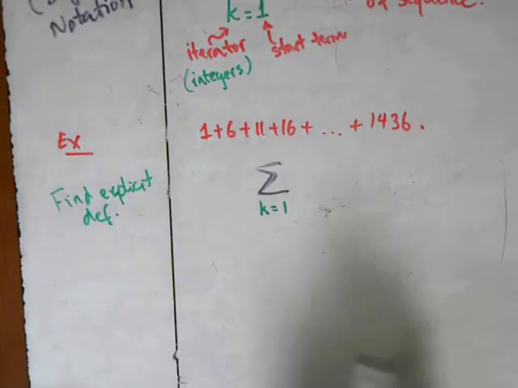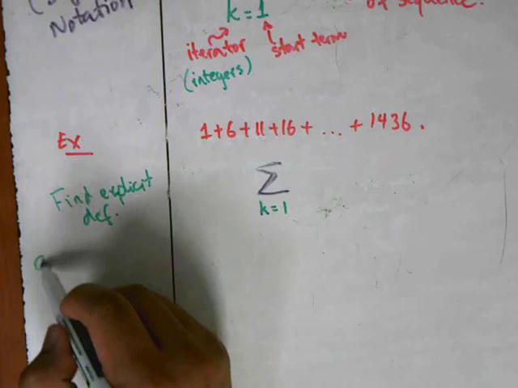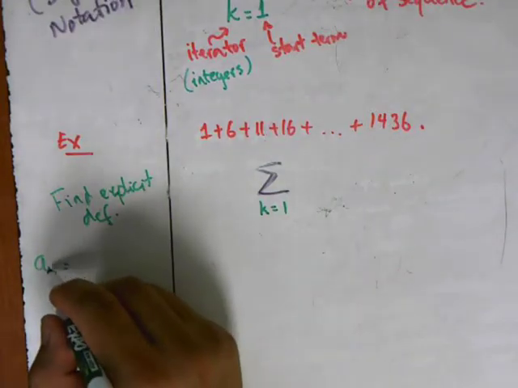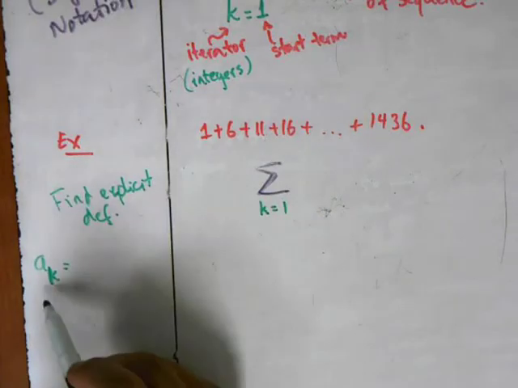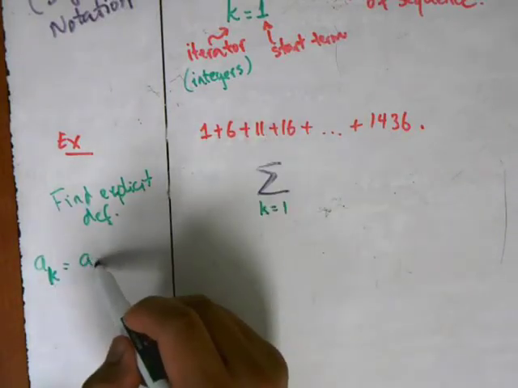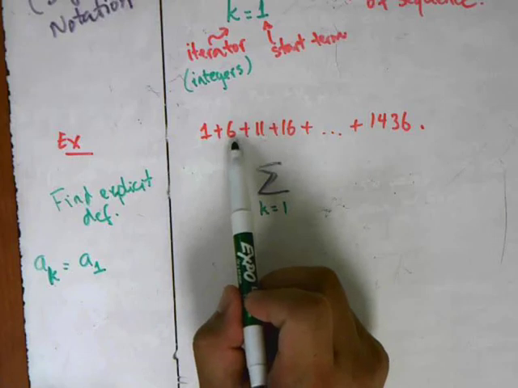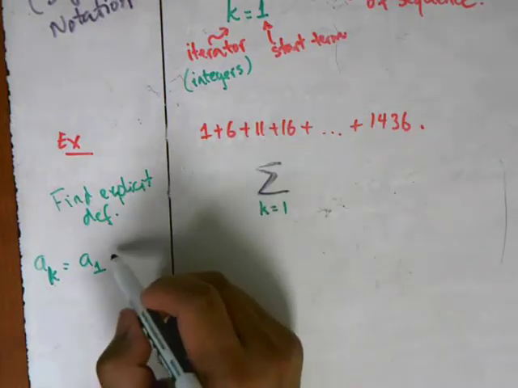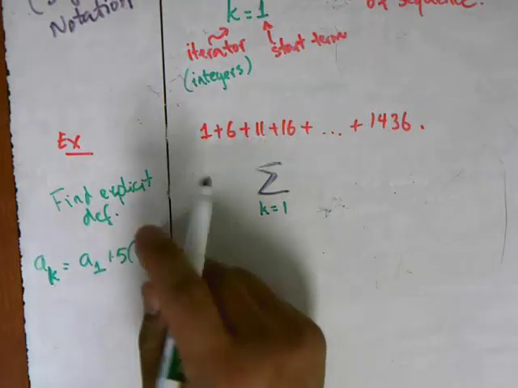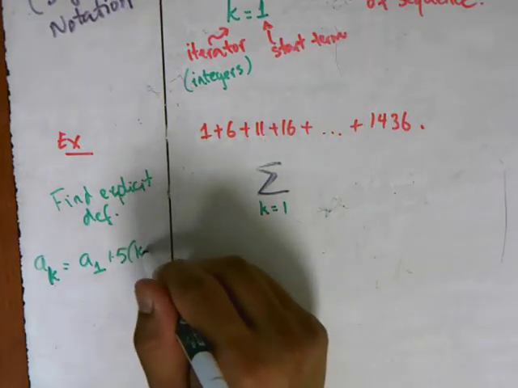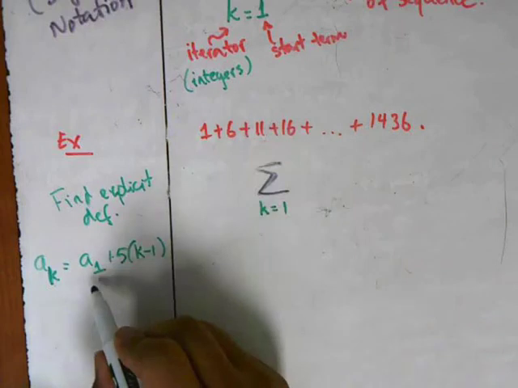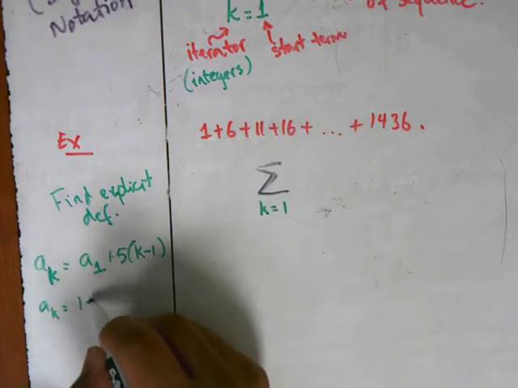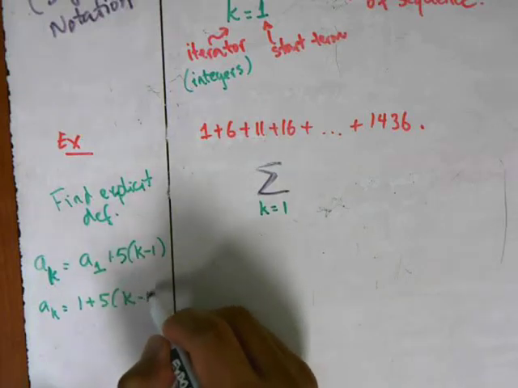As a side note, remember that the explicit definition is a sub k equals, and in previous examples we've used n. Well, we can use k now, no problem. A sub k is equal to the first term. And if you notice, this is an arithmetic sequence. 1, 6, 11, 16, they're all increasing by 5. So we're adding 5 times k minus 1. But a sub 1 happens to be 1. So a sub k is equal to 1 plus 5 times k minus 1.